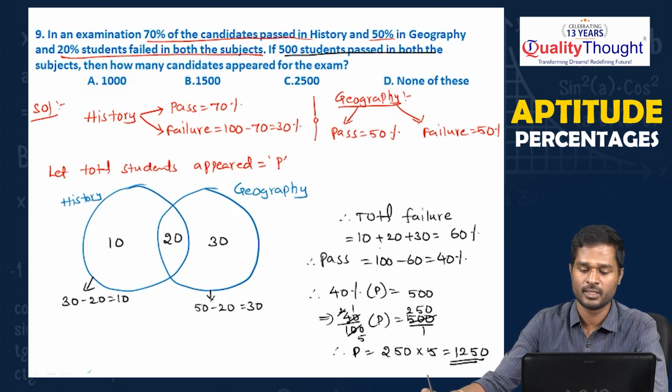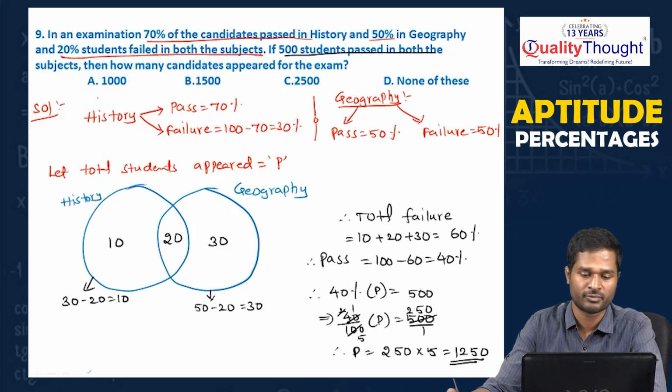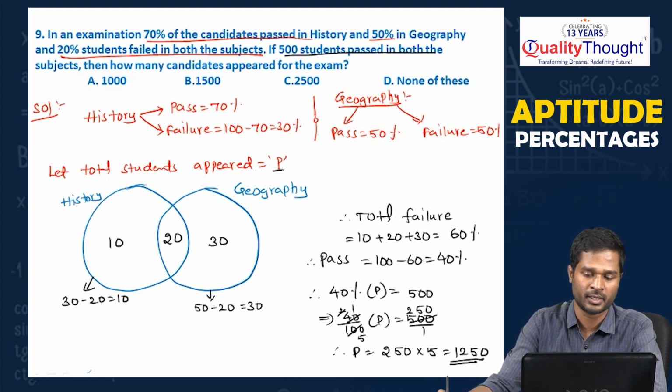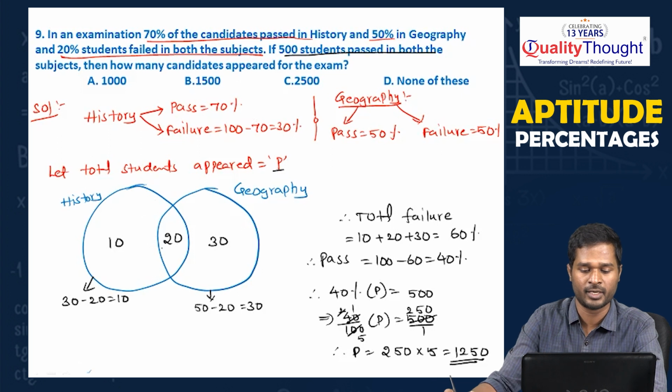Now, let us check again. History pass percentage is 70, so the failure percentage becomes 30. Geography pass percentage is 50, so the failure percentage becomes 50. Let the total students appeared be P, keep it aside. Now take the Venn diagram. 20% failed in both the subjects, write that in the common place. In history, total 30% failed, already 20 is there in the first circle, so write an extra 10. In geography, 50% failed, already 20 is written, so write 30. Now, 10 plus 20 plus 30.